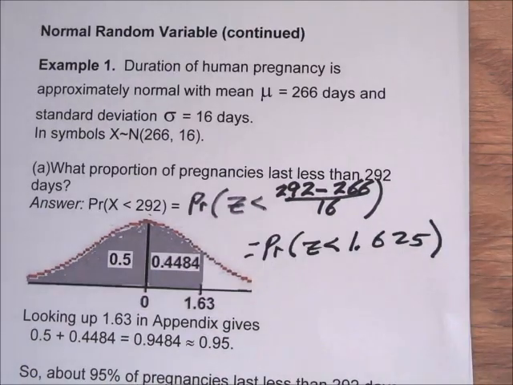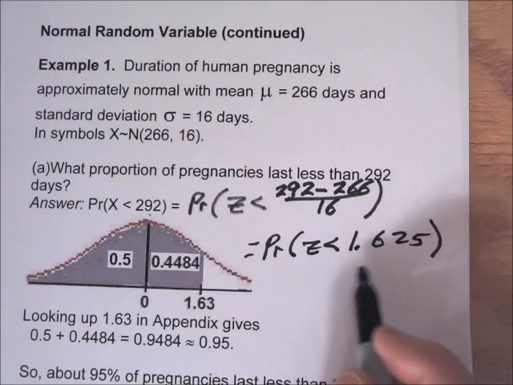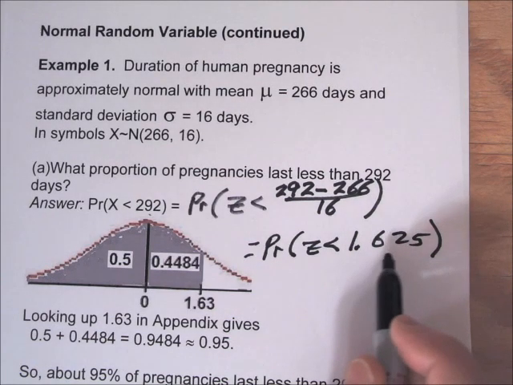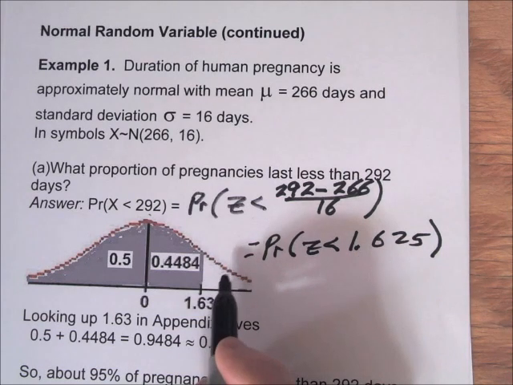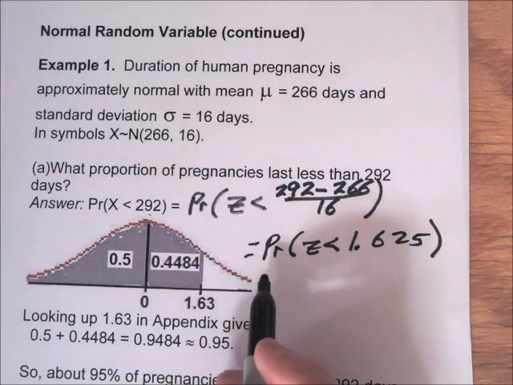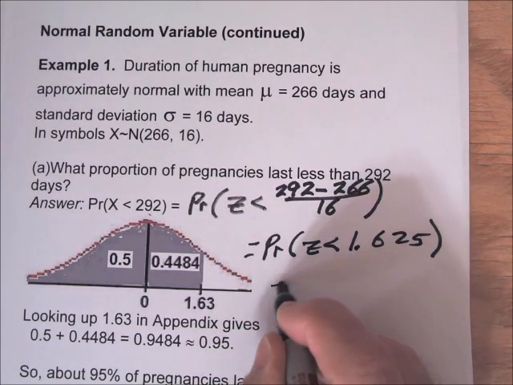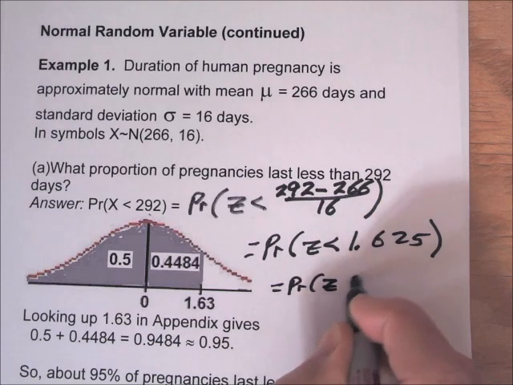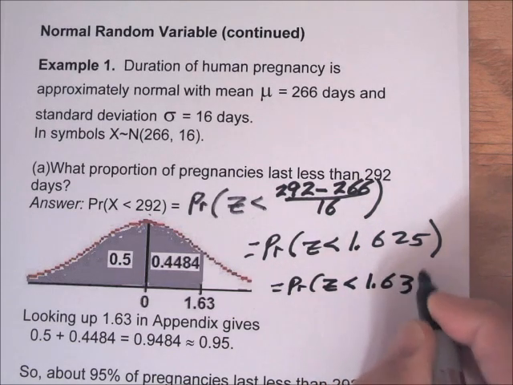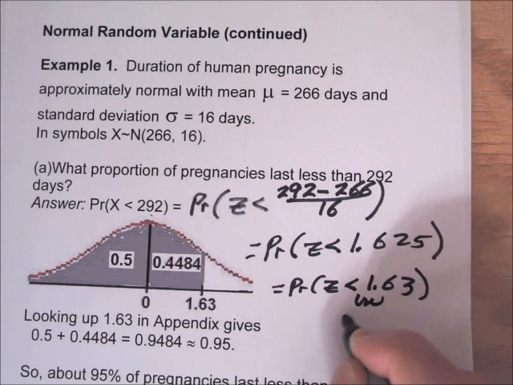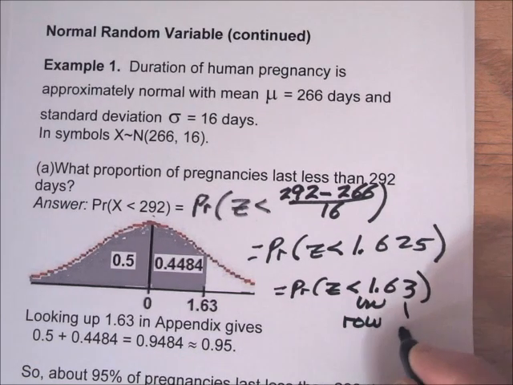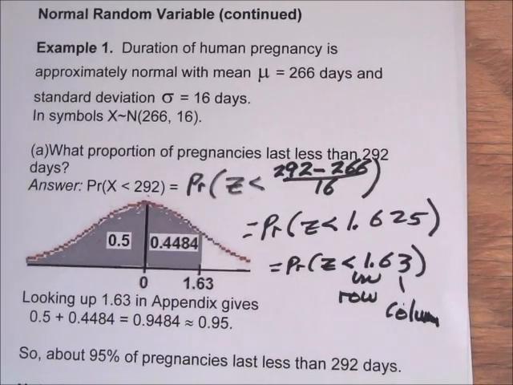1.625. Now, some of the exercises in WebAssign have links to technology that will take more digits and give you a more precise answer. Our table only has z-scores to the nearest hundredth. So if we round this off, it's the probability that Z is less than 1.63. Then we want to look in row 1.6, column 3 of the Z table. It's in the appendix and also in the course files.